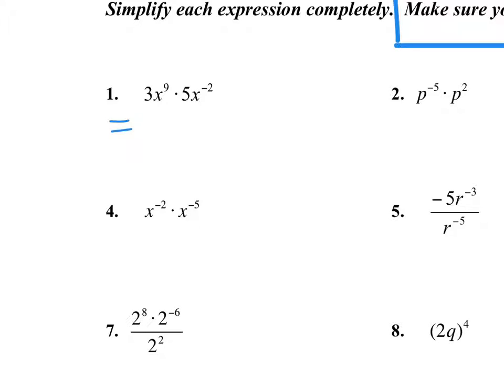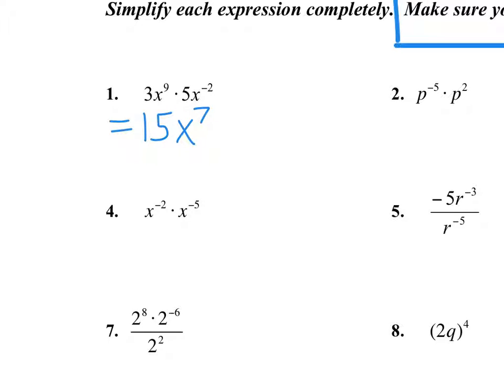Let's multiply. All right, so we're going to take our numbers first. We have a 3 times a 5. Ignore the x to the 9th, the x to the negative 2. Just ignore those for right now. Take the numbers and multiply them together, and you get 15. Okay? Now take the variables and simplify that. What is x to the 9th times x to the negative 2? You're going to add your exponents, and you get x to the 7th.